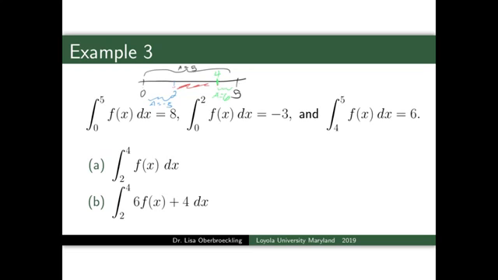So this is going to be the integral from 0 to 5 of f of x dx minus the integral from 0 to 2 and minus the integral from 4 to 5. So we're taking the whole area and we're chopping off, so to speak, these two areas to get the integral from 2 to 4.